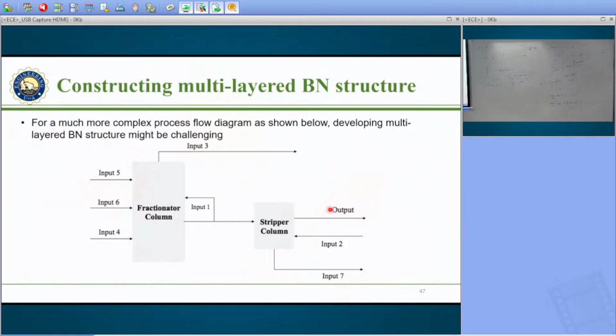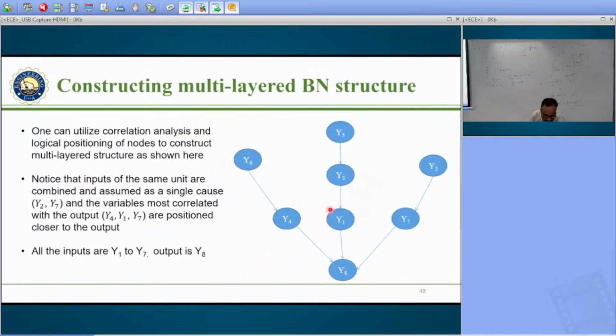So the output is getting affected, first, by input 1. You also have input 2 which is affecting this output, and some other variables. So I can use correlation analysis and topology and come up with a certain network structure of it.